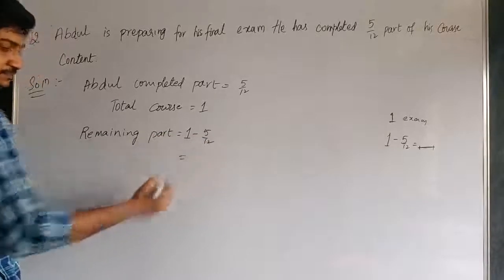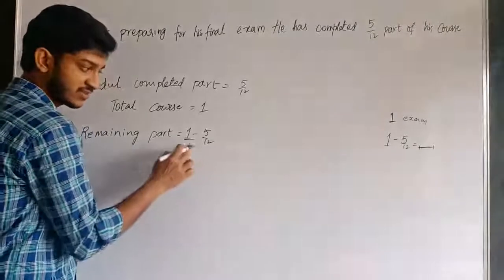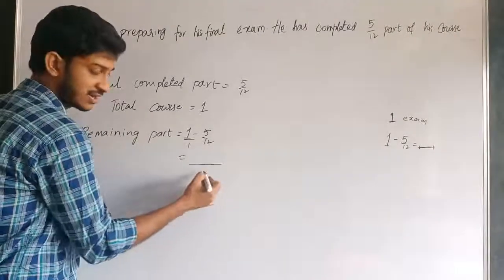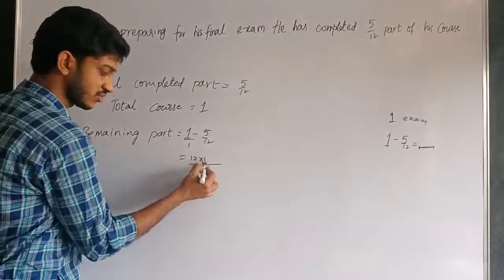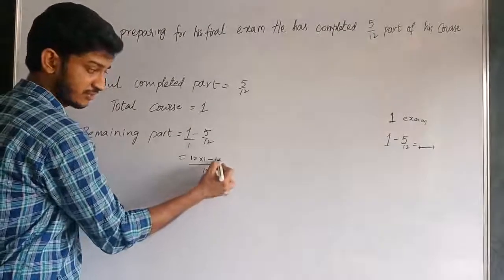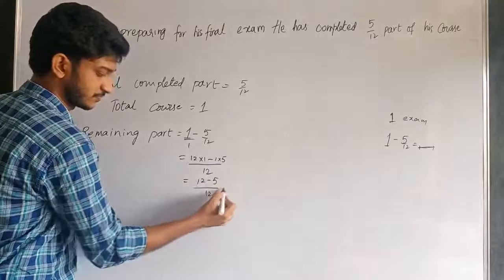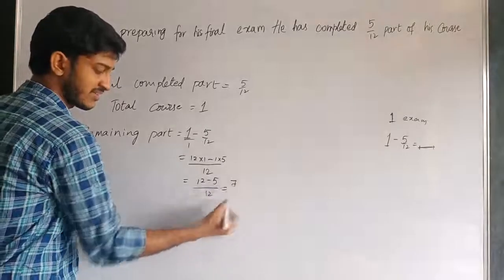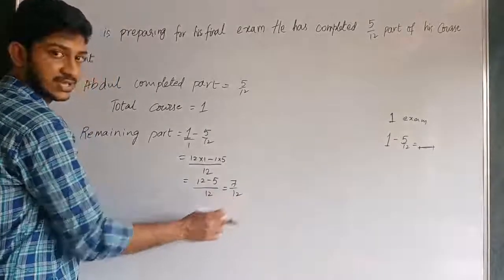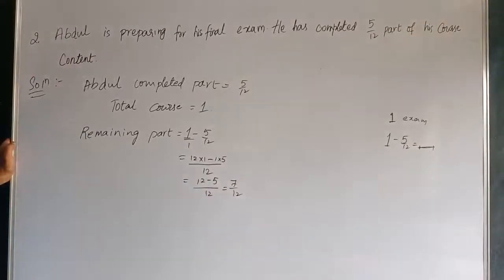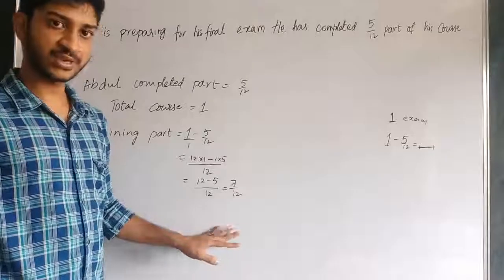Okay. So here, what is in the denominator? 1. So take the LCM for 1 and 12. What is the LCM for 1 and 12? LCM is 12. Okay. In the one table it is 12 times. So 12 into 1 minus, in the other it is 1 time, 1 into 5. 12/12 minus 5/12 equals 7/12. So what is the remaining part? 7/12 of the course is remaining. Okay. He has to prepare 12/12, 7/12.